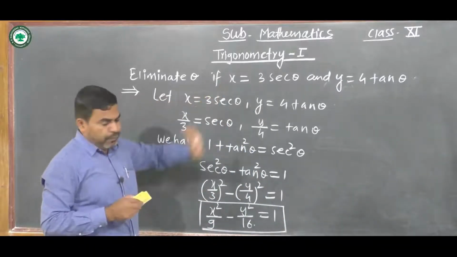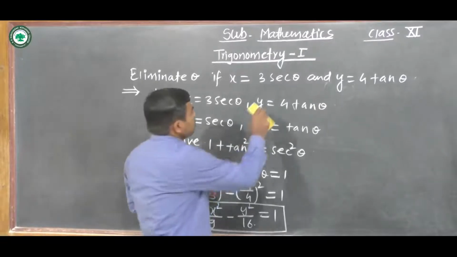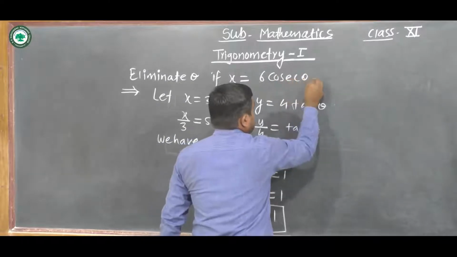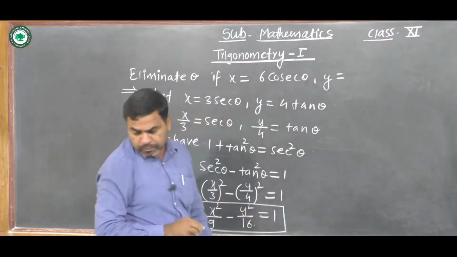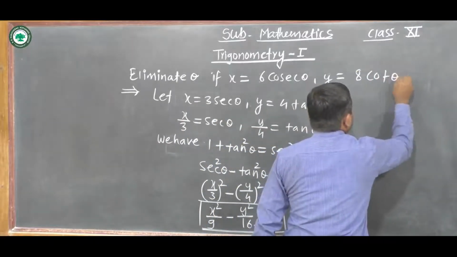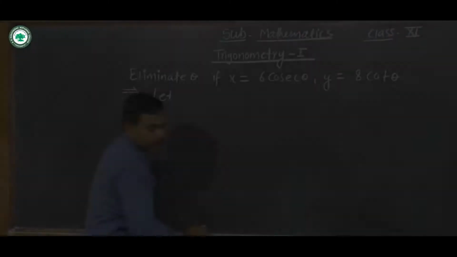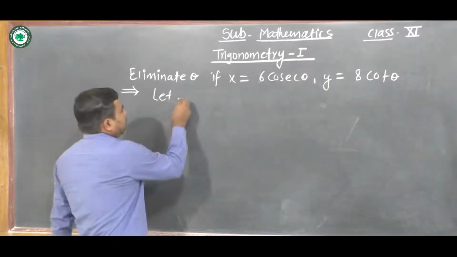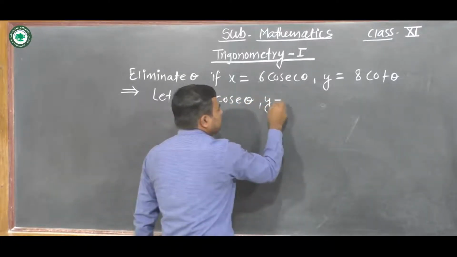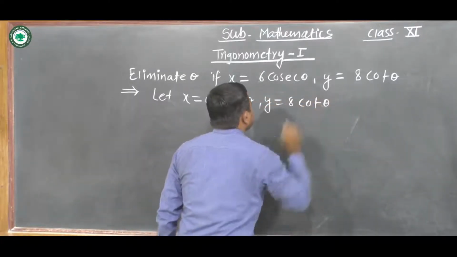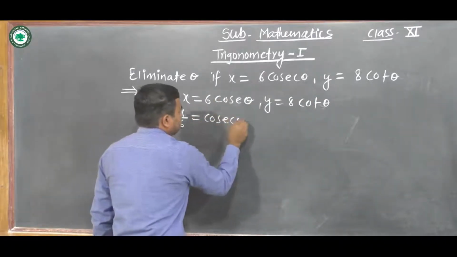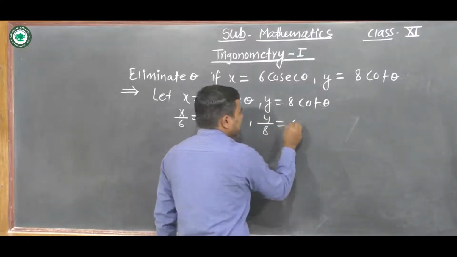Next question. Eliminate theta if x is equal to 6 cosec theta and y is equal to 8 cot theta. So, the second sub question. Let x is equal to 6 cosec theta and y is equal to 8 cot theta. So from this, x upon 6 is equal to cosec theta and y upon 8 is equal to cot theta.